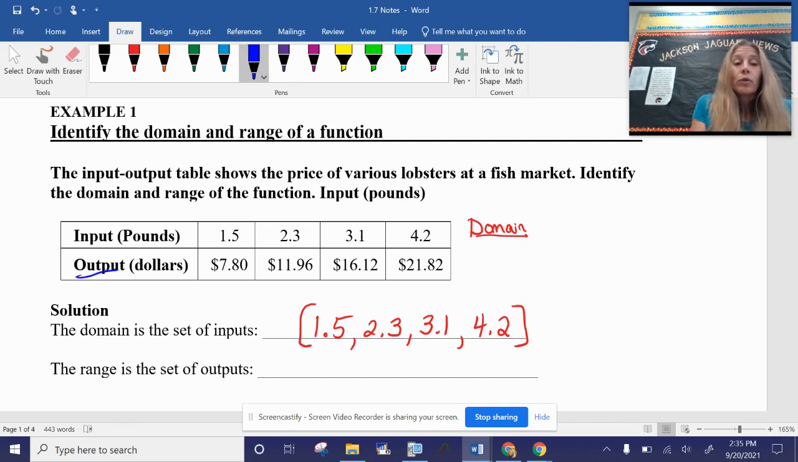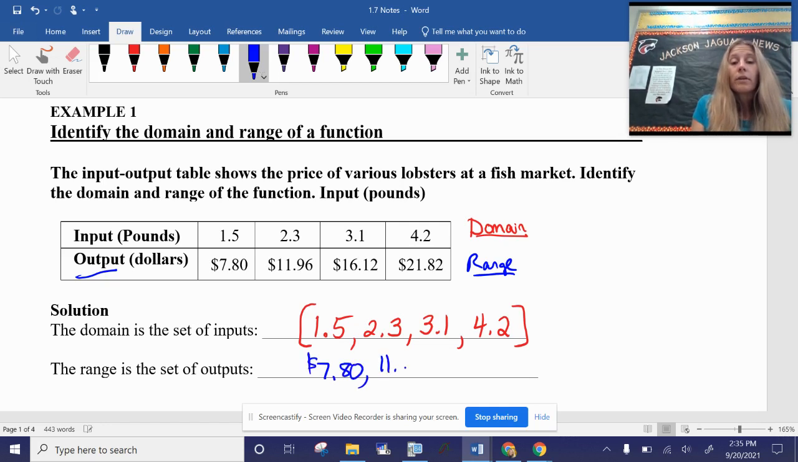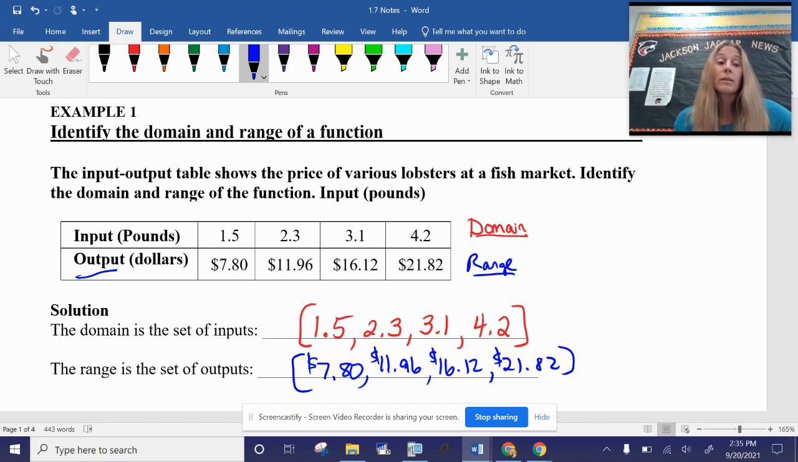The range then would be your outputs. And again, you're putting them in order from least to greatest. So I have $7.80, then $11.96, $16.12, and $21.82. And again, putting those in some sort of grouping symbol to indicate that they're all contained within that set.